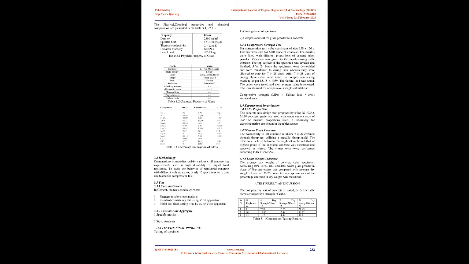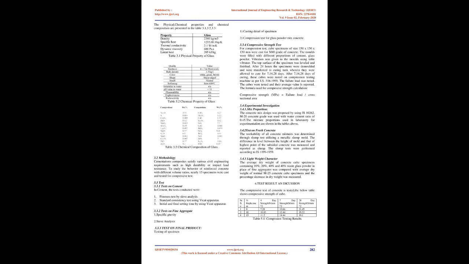3.3.1 Tests on cement. In cement, the tests conducted were: 1. Fineness test by sieve analysis. 2. Standard consistency test using Vicat apparatus. 3. Initial and final setting time using Vicat apparatus. 3.3.2 Tests on fine aggregate: 1. Specific gravity. 2. Sieve analysis. 3.3.3 Tests on final product: 1. Testing of specimen, casting details of specimen. 2. Compression test for glass powder mix concrete.